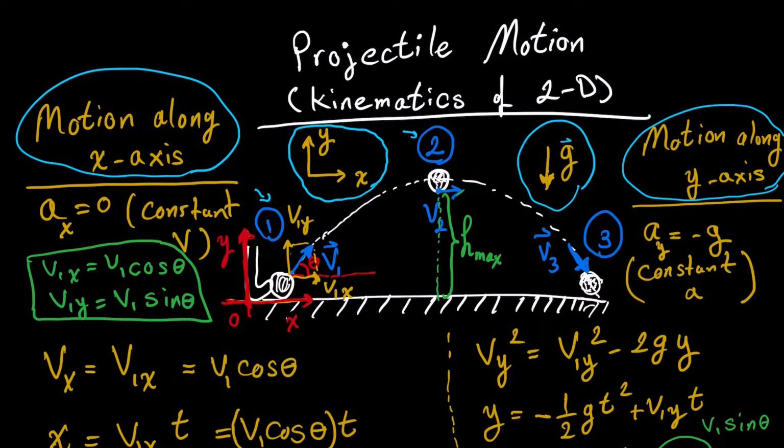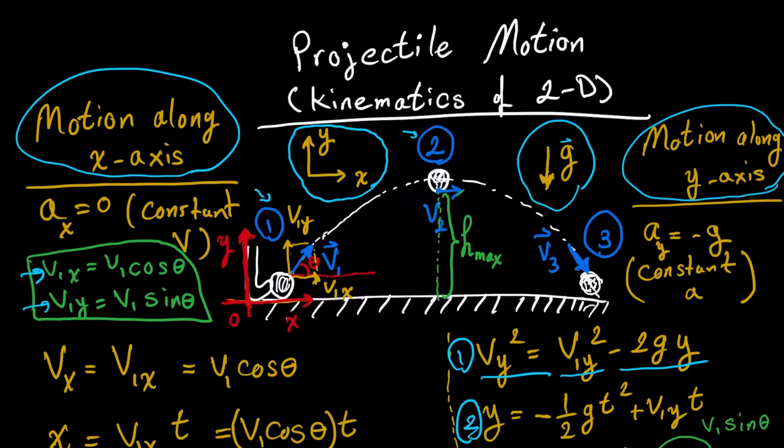So we get equation number one, which is Vy squared equals V1y squared minus 2gy, where V1y is the y component of the initial velocity. By the way, here in green, we're showing that V1y equals V1 sine theta, and similarly V1x equals V1 cosine theta. Again, to understand why we're getting this, you have to watch the previous lesson.